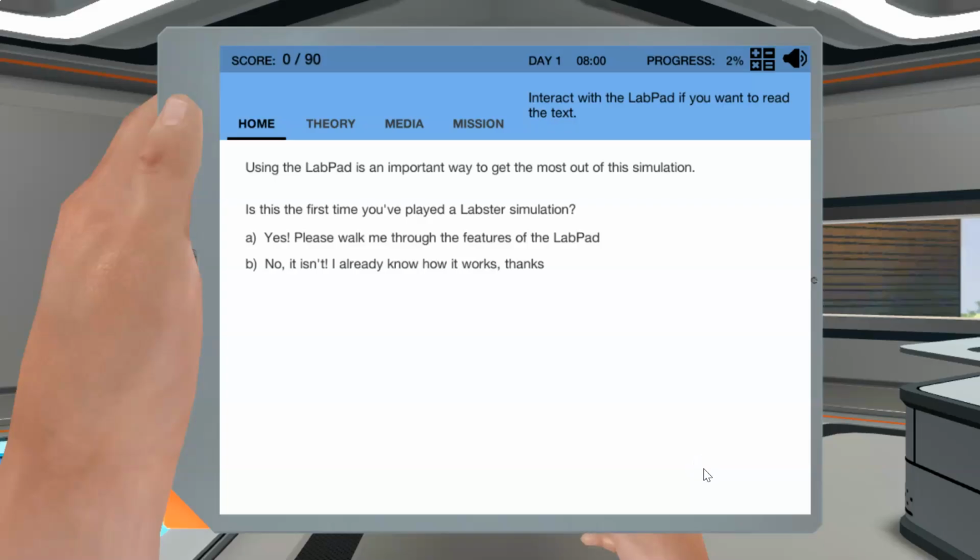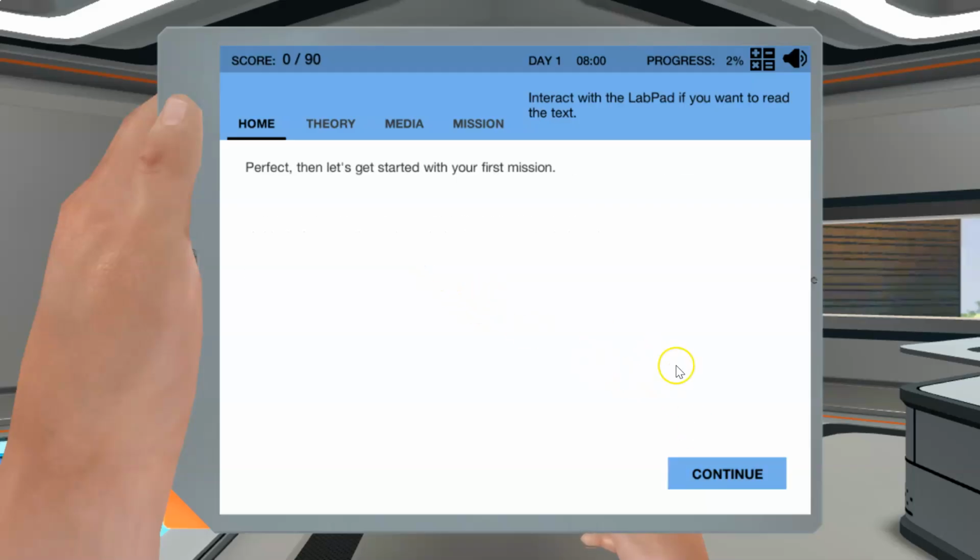Using the lab pad is an important way to get the most out of this simulation. Is this the first time you've played a Labster simulation? Perfect. Then let's get started with your first mission.